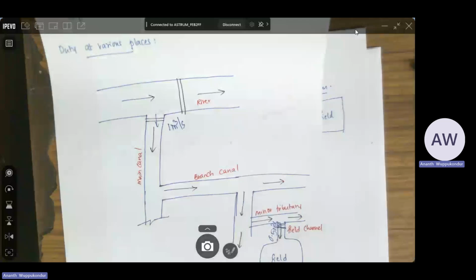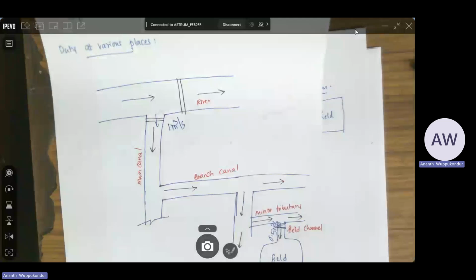Now, let us say I am sending in 1 meter cube per second. And I want here into the field 0.5 meter cube per second. So that is my ideal requirement. So I'm taking in 1 meter cube per second from the river, and at the field I want to have 0.5 meter cube per second.